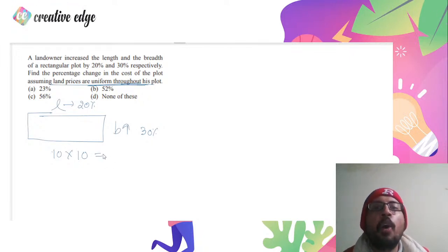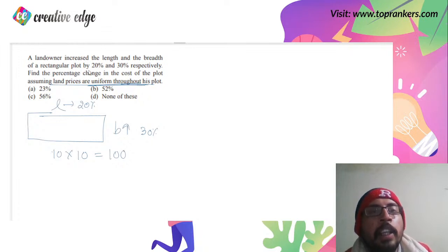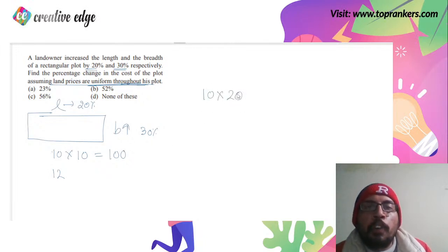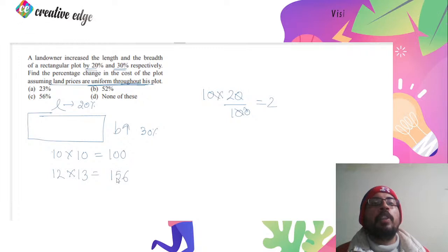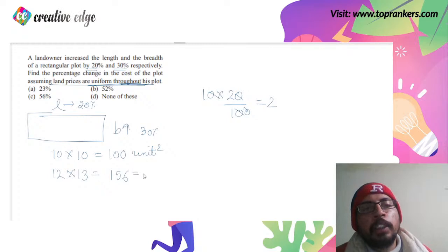So initially the area of your plot was 100 square units. But what happened next? Length increased by 20% and breadth increased by 30%. Let us say length is 10, so it increased by 20%. 20% of 10 is 10 into 20 by 100, which is 2. That means you will be increasing 2 units, so from 10 it became 12. In the same way, breadth also increased, so breadth was 10 and from 10 it became 13. So it is going to be 156, since 12 into 13 is 156. So now you can see that initially your area was 100 square units, and now you have an area of 156 square units.